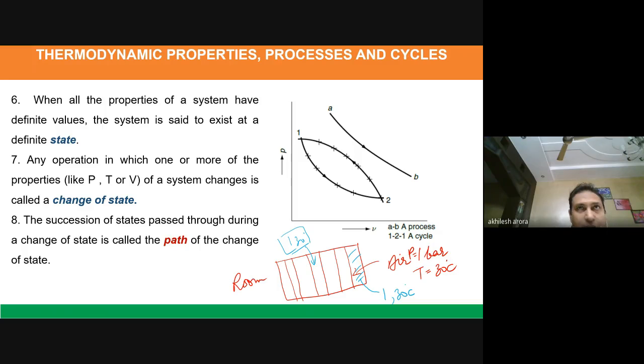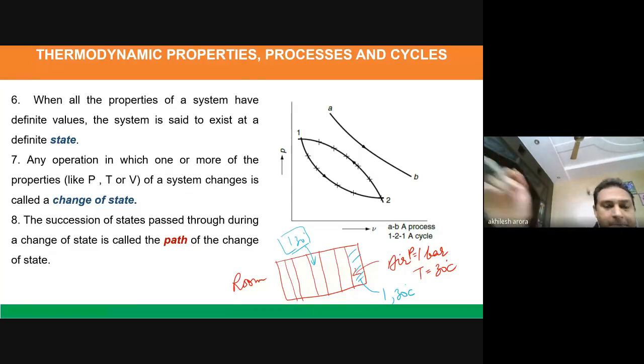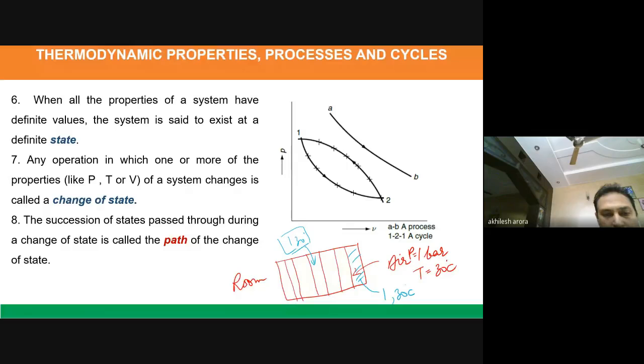And what is an extensive property? An extensive property is one which is dependent upon mass. For example, you must have studied enthalpy. Small h is known as specific enthalpy, and the unit for specific enthalpy is kilojoules per kg. So it is divided by kgs, which means small h shows specific enthalpy because it is independent of mass. The value is for 1 kg of the mass.